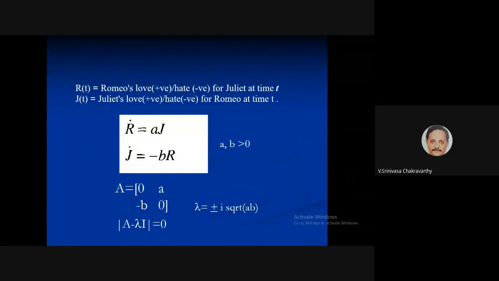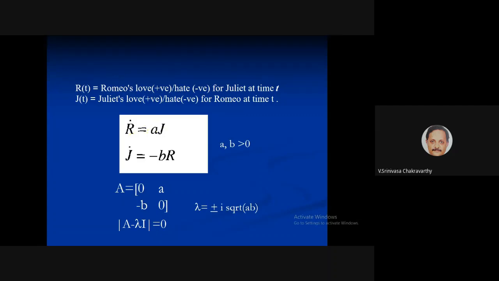It's something like this. Let's say you take two variables, R and J. R represents Romeo's emotional state, and J represents Juliet's emotional state, at a given time t. So now, how do you describe the interactions? R simply responds, co-evolves, changes in the same way, echoes Juliet's emotional state.